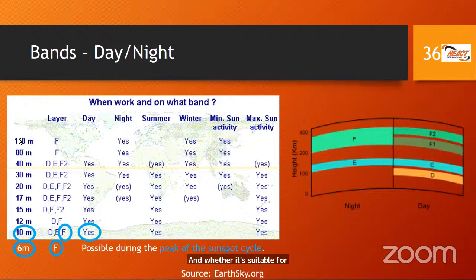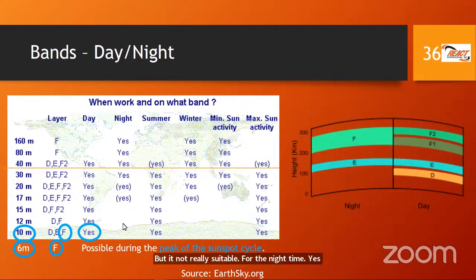So for example, here we can see that the 160 meter band is good for the nighttime, but notice, not good for the daytime. We will see here that the 17 meter band is good for the daytime, and it might be good for the nighttime, right? But we'll see here that the 10 meter band is typically good for the daytime, but not really suitable for the nighttime.